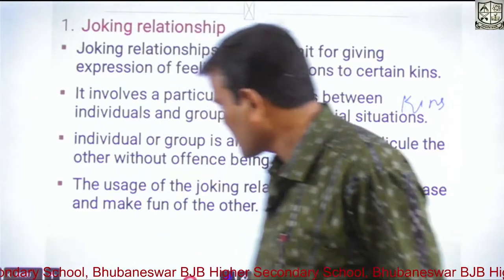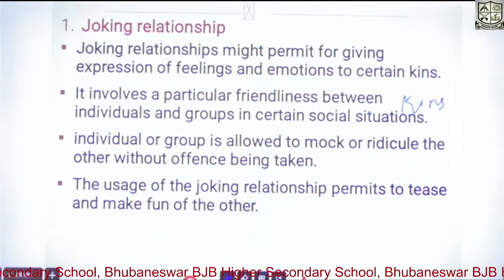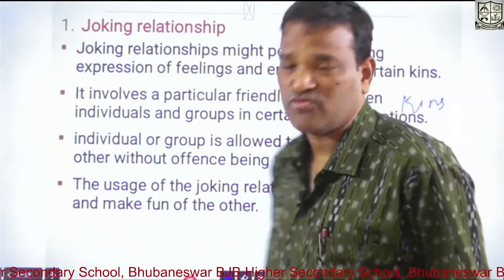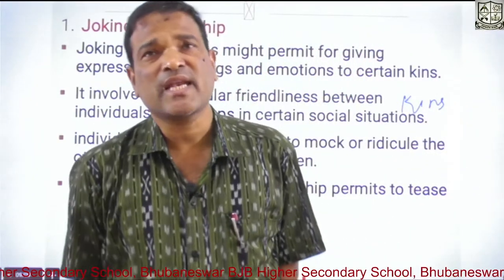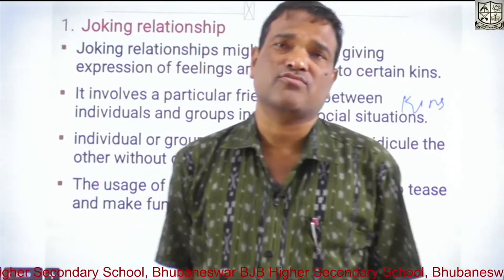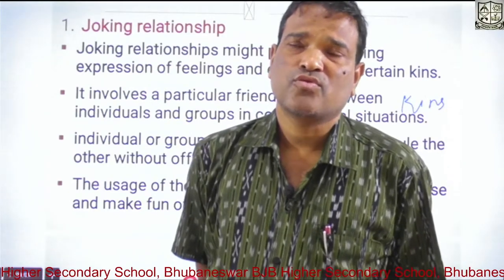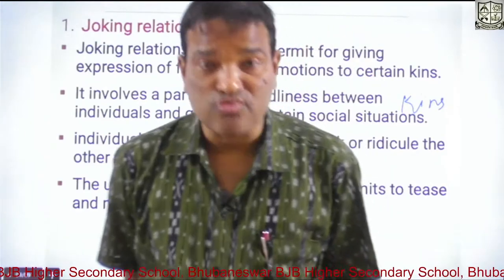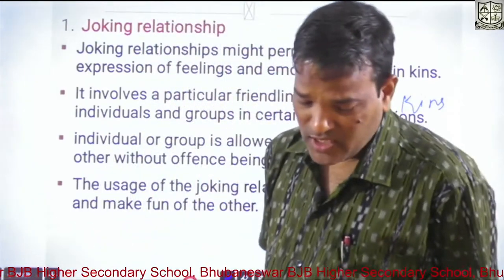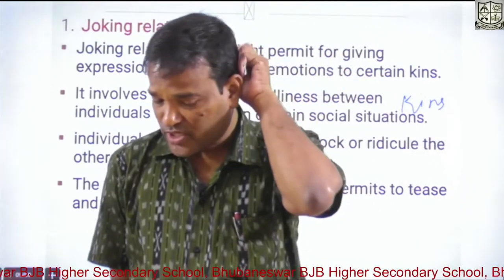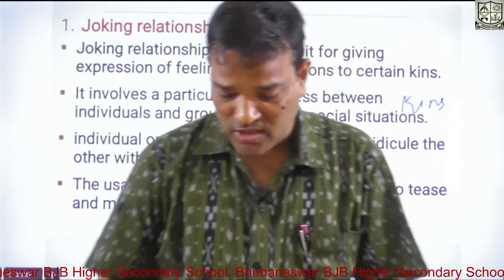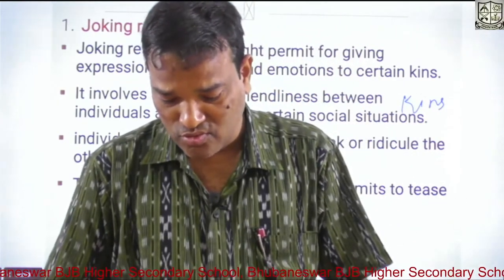The joking relationship permits people to tease and make fun of one another. They are socially allowed to make fun of one another on the basis of their social rules. A joking relationship, when not reciprocal, exercises social control as it exercises correction through ridicule.